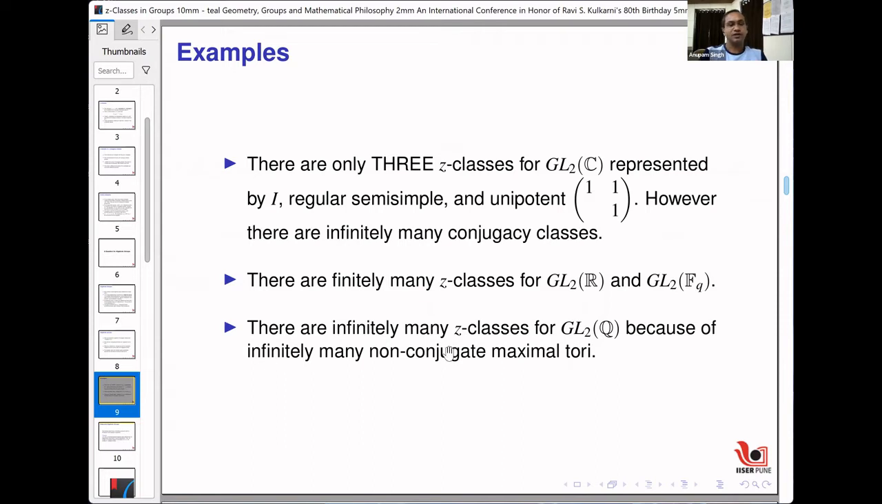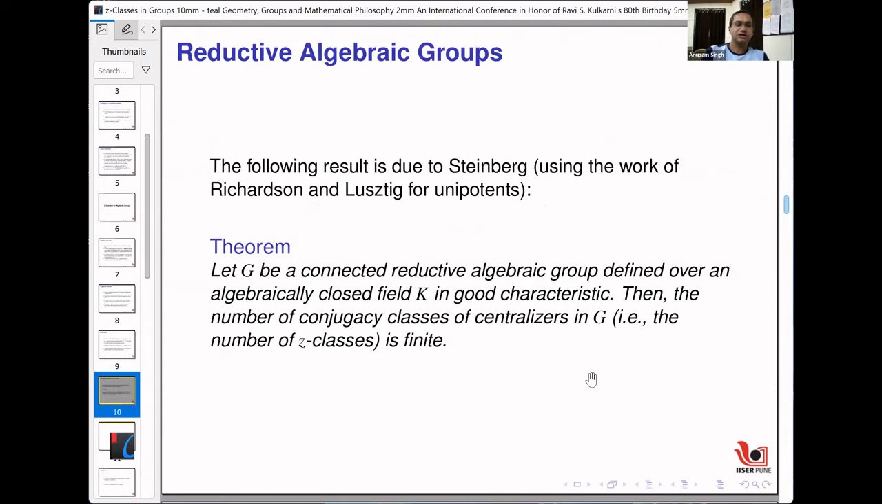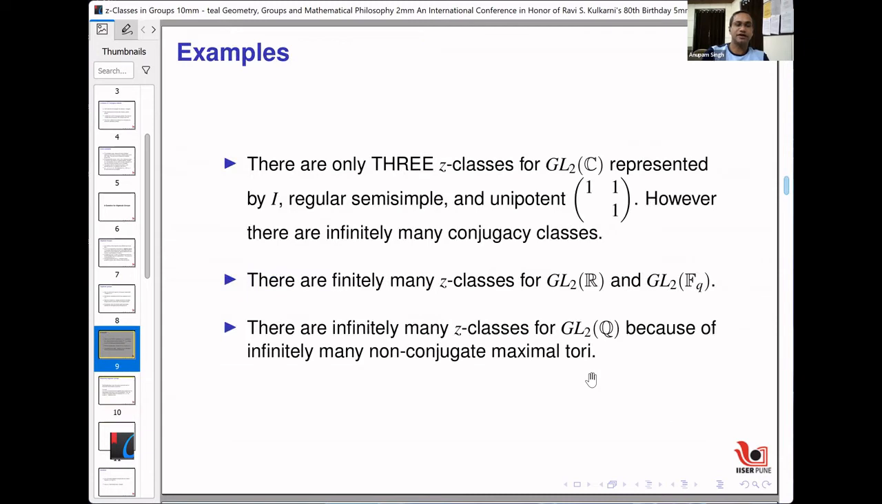So you see some kind of phenomenon here. If I change the field, if I look at complex, real or F_q, GL_2 has finitely many G classes, even though it can have infinitely many conjugacy classes. But over GL_2(Q), that's not quite so. So one can ask the question, when do we have finitely many G classes over small k? We'll come to that.